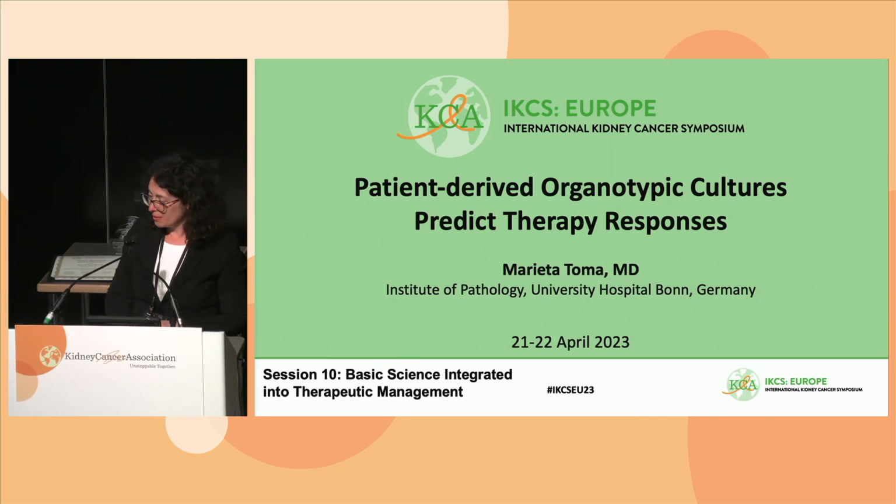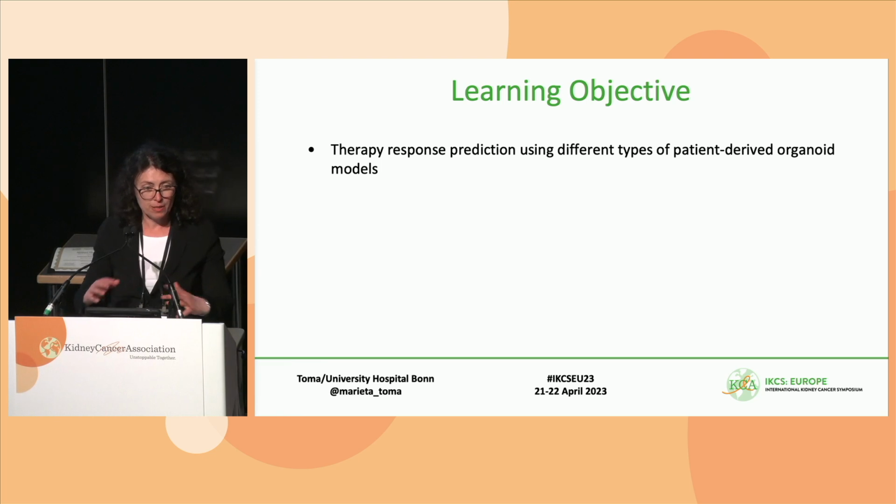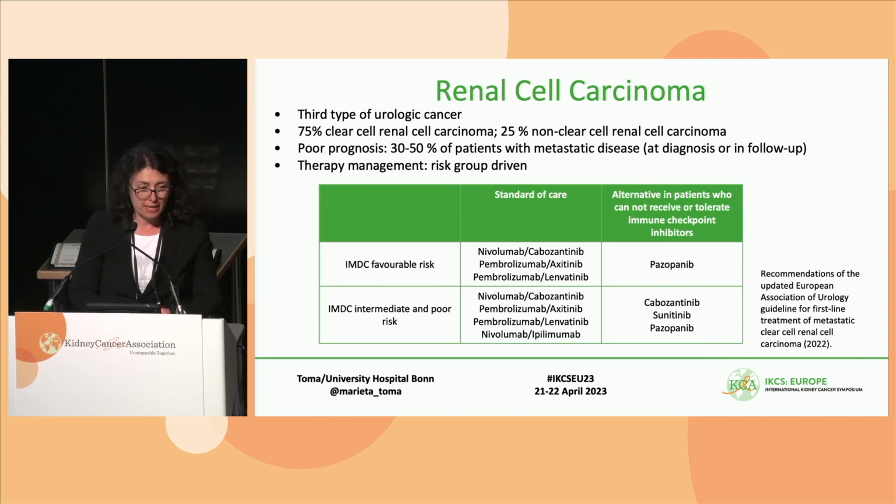And I would like to talk about organoid cultures for predicting therapy response in clear cell renal cell carcinoma. The learning objective is how to predict a therapy response using different types of organoid-derived cultures. Renal cell carcinoma is the third type of urological cancer, and in Bonn we have about 75% clear cell renal cell carcinoma and 25% non-clear cell renal cell carcinoma.